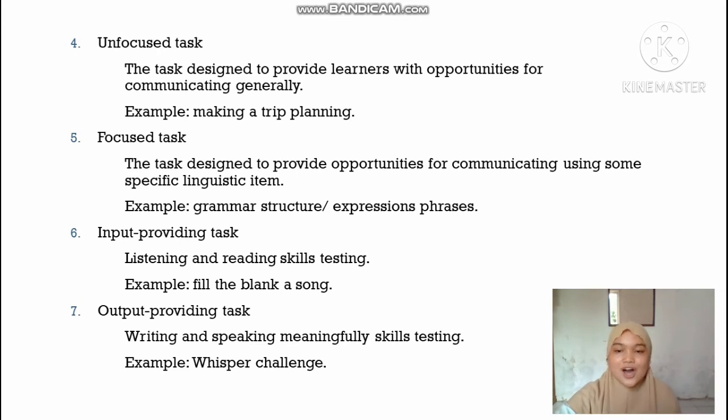And last, output providing tasks. This task or activity can be writing and speaking skills testing, or this activity stimulates the students to write and speak meaningfully. For example, the whisper challenge.